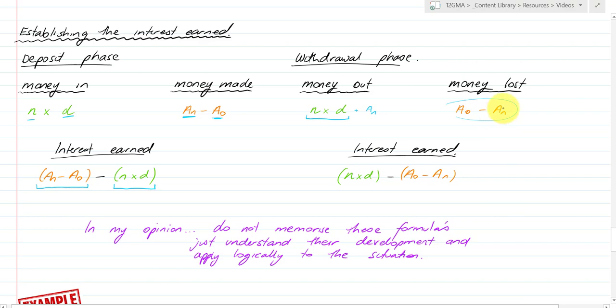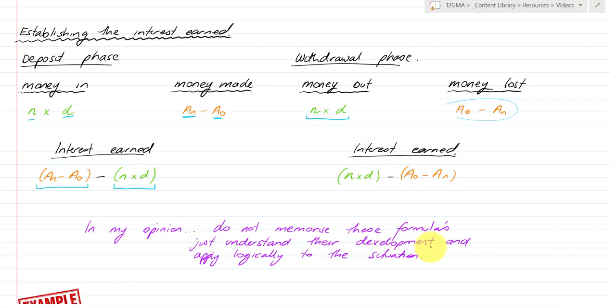So if AN is the final payment, I don't need to include it over here. I've got my money out, the amount of money that I have gained from this investment, and the money lost, how much the investment's changed by it. The interest earned will be the amount of money I've gained minus how the investment's changed, and that will be the amount of money that I've earned in interest, which I now have.